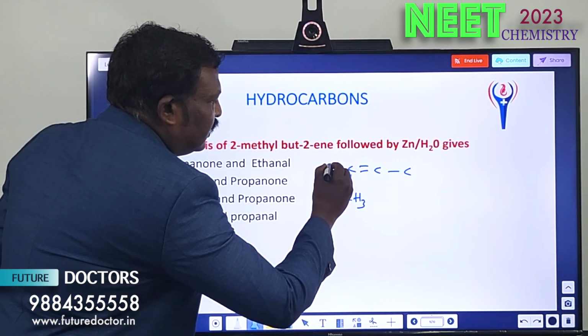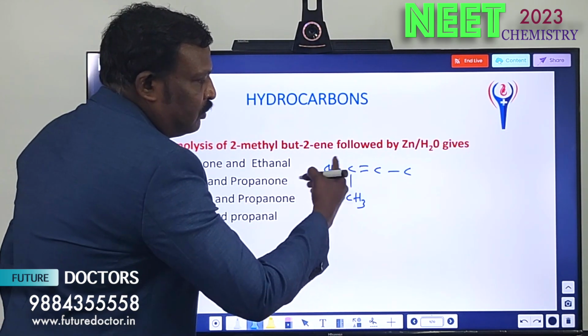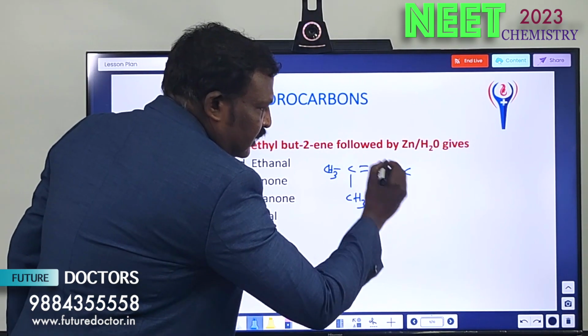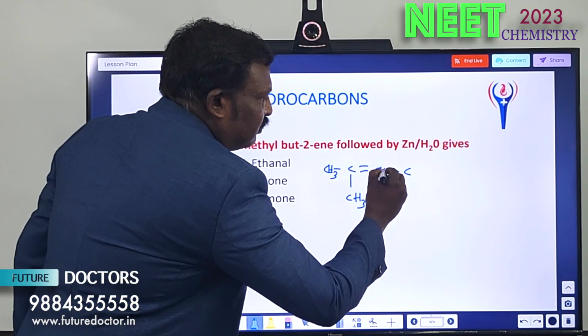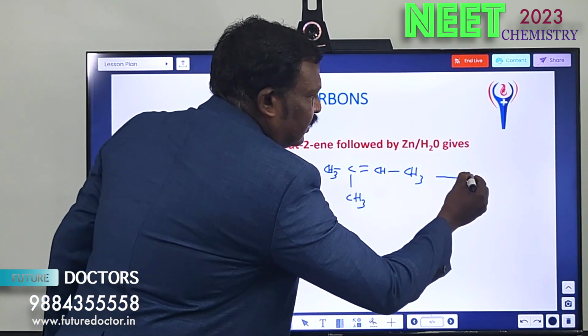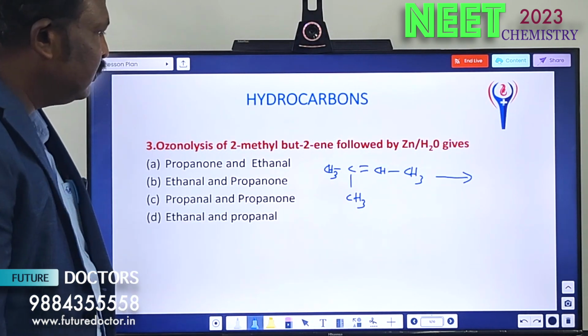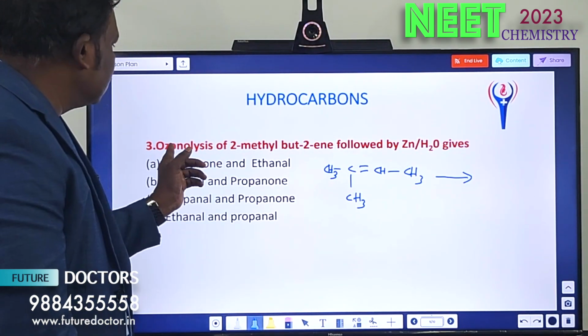Then you can fill by hydrogen. How to fill up here? Here CH3, no? Here already 4 bonds are there. Here already 3 bonds are there. Then only one H will come. Already 1 bond is there. So CH3 will come. The valency of carbon is 4. Okay. This is called 2 methyl butene.